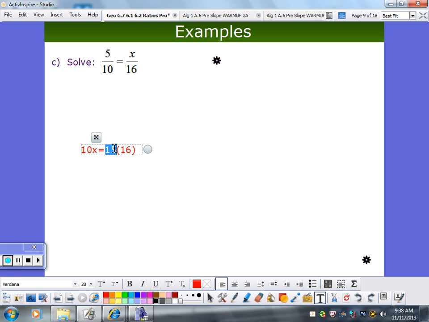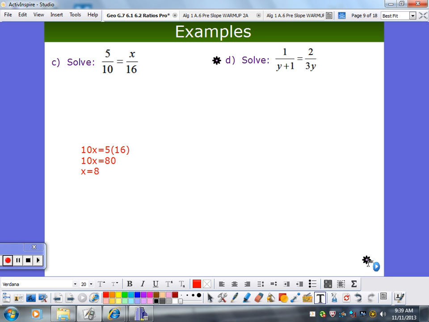5 times 16, 90, right? It looks like 90 to me. So what's x? It's not 90. 16 times, yeah. Use the cross products. Don't take any shortcuts, because when we get harder ones like this, we can't really use the shortcut. So I want to make sure we know what we're doing. This times this equals that times that.